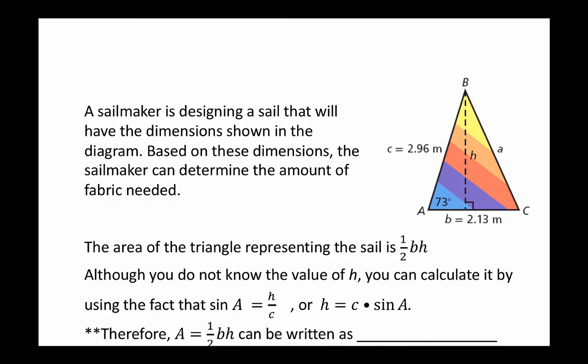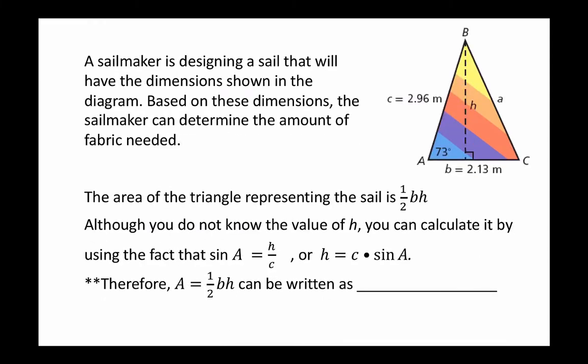Now, although we don't know the height, h, we can calculate it by using the fact that sine of angle A equals h over c. Putting this into perspective, here's angle A, which makes that the opposite side, and this the hypotenuse. Or, rearranging and multiplying both sides by c, h equals c times the sine of A.